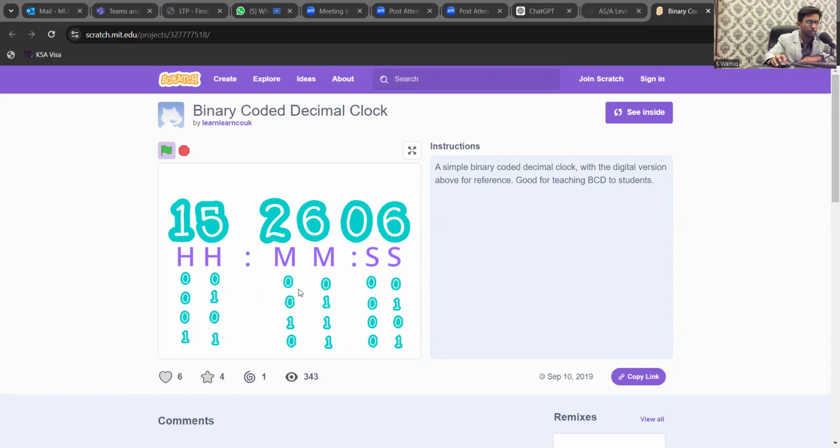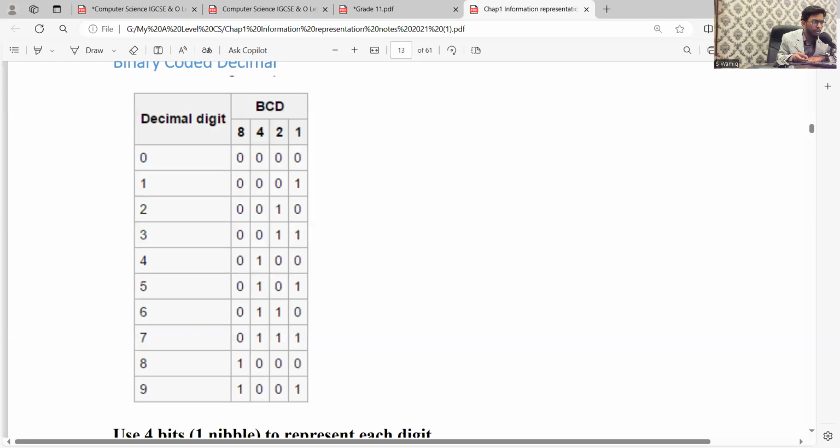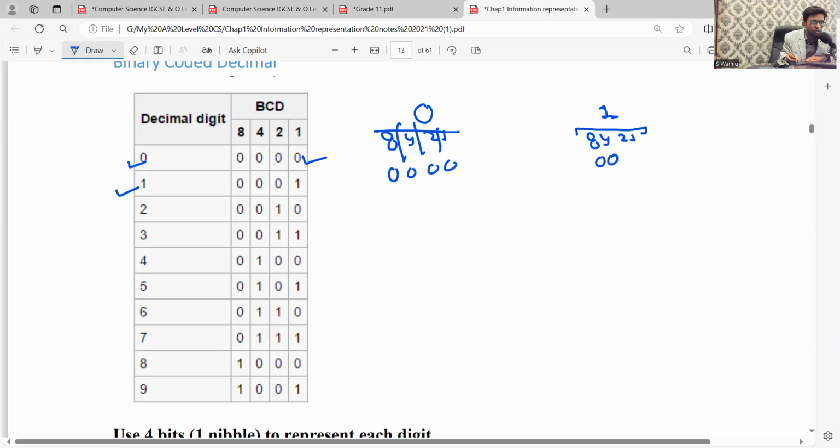For example, 000000, so things like this. So this is a binary coded decimal. For example, if I want to convert a zero into a BCD number, with 1 2 4 8, what is going to be the answer? The answer is going to be 0000. Hence this. If I want to convert one into a BCD number, it's going to be 1 2 4 8. So the answer is going to be 0001.